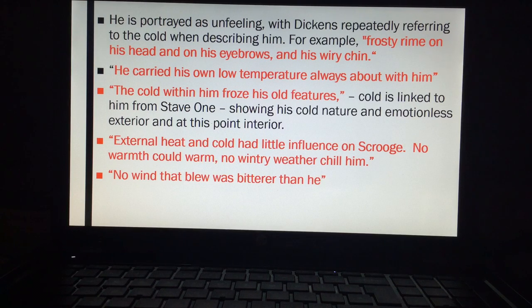He's cold in terms of his response to other people. He's also cold in terms of emotion. He doesn't feel sympathy for the poor. He doesn't feel sympathy or apathy when people want to have Christmas as a holiday.